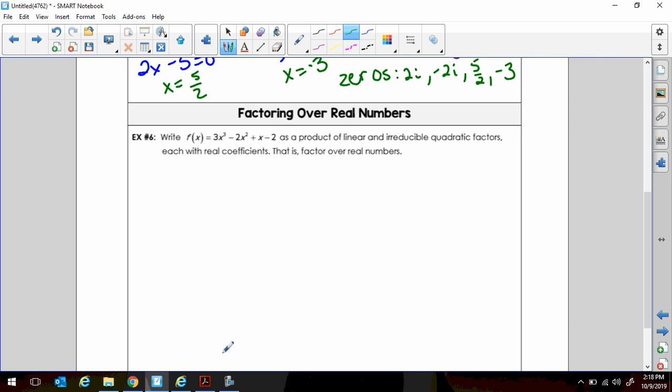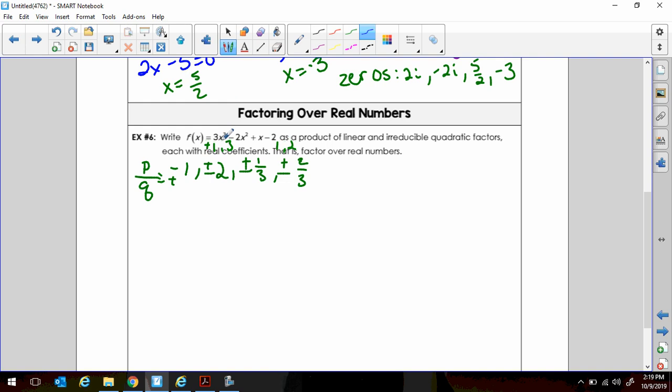If they ask you to factor over the real numbers, sometimes you might not be able to continue factoring. Okay, so this one's actually pretty short. I'm just going to go over it. It looks like my factors are p over q, right? So p over q. So this is plus or minus the factors of 2, which are 1 and 2, over plus or minus 1 and 3. So plus or minus 1 over 1, plus or minus 2 over 1, plus or minus 1 over 3, and plus or minus 2 over 3.